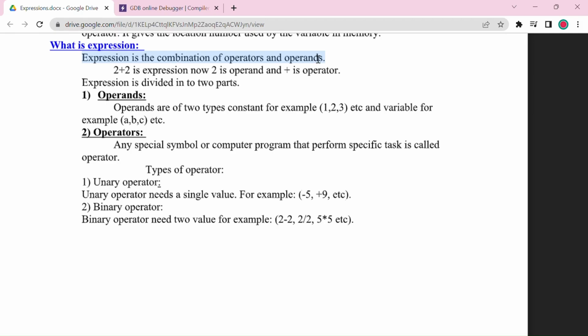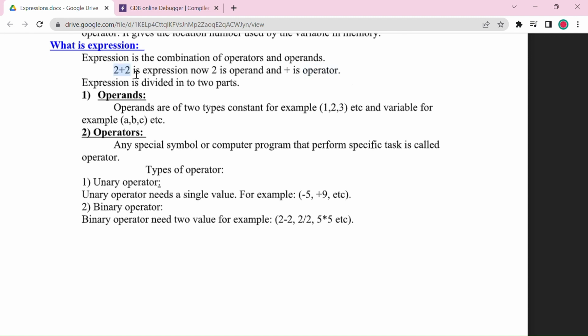So an expression is the combination of operators and operands. For example, 2 plus 2. This is an expression, and here 2 is an operand, and the positive sign placed between the 2s is an operator. So these are different operations. You can say that addition, subtraction, division, multiplication are different operations in mathematics.